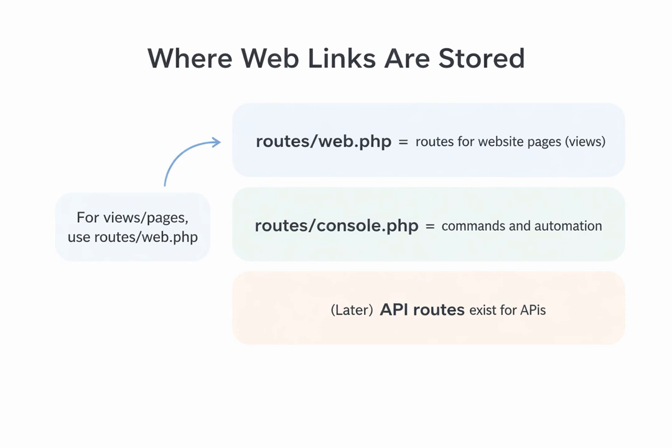Because that file is specifically for the website side, routes that return views. Console.php is for command line tasks and automation. And later, there are separate route files for APIs. But for normal pages, web.php is the correct place.